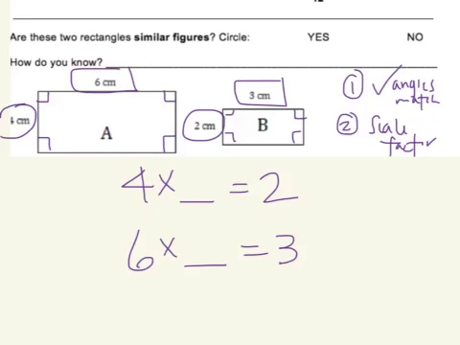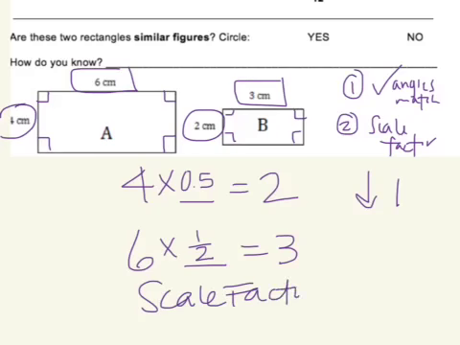Well, let's see. 4 times 1 is 4. 6 times 1 is 6, so it has to be less than 1. 4 times, well, 2 is half of 4, and 3 is half of 6, so therefore it would be 0.5 or 1/2. It's the same thing. So my scale factor is 1/2 or 0.5. And again, it is similar because it has a scale factor and the angles match.